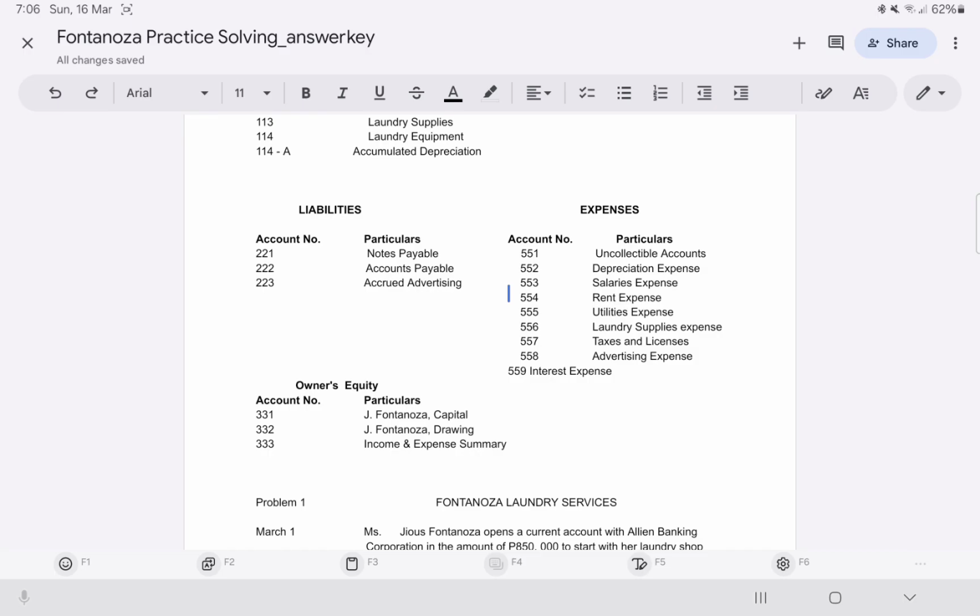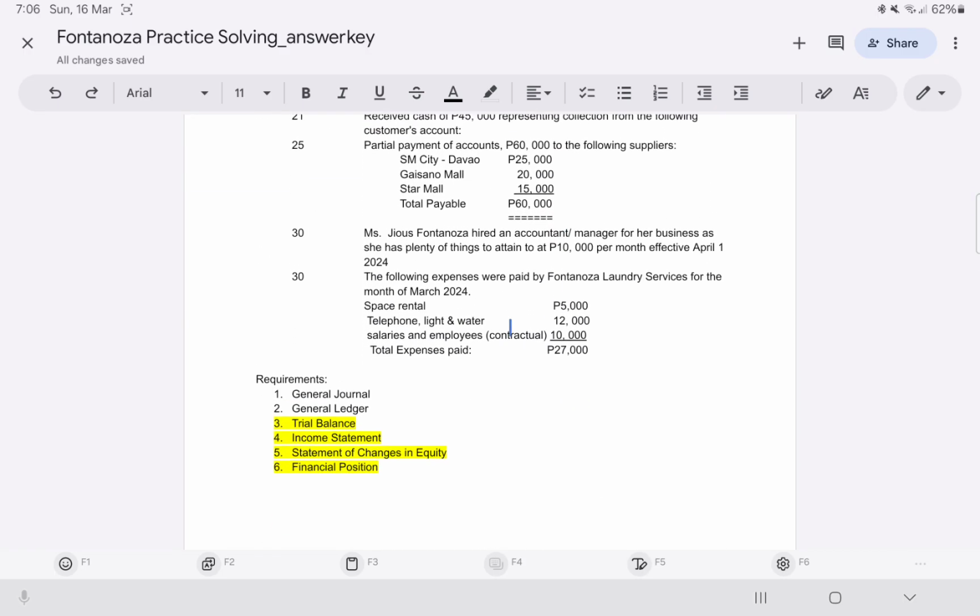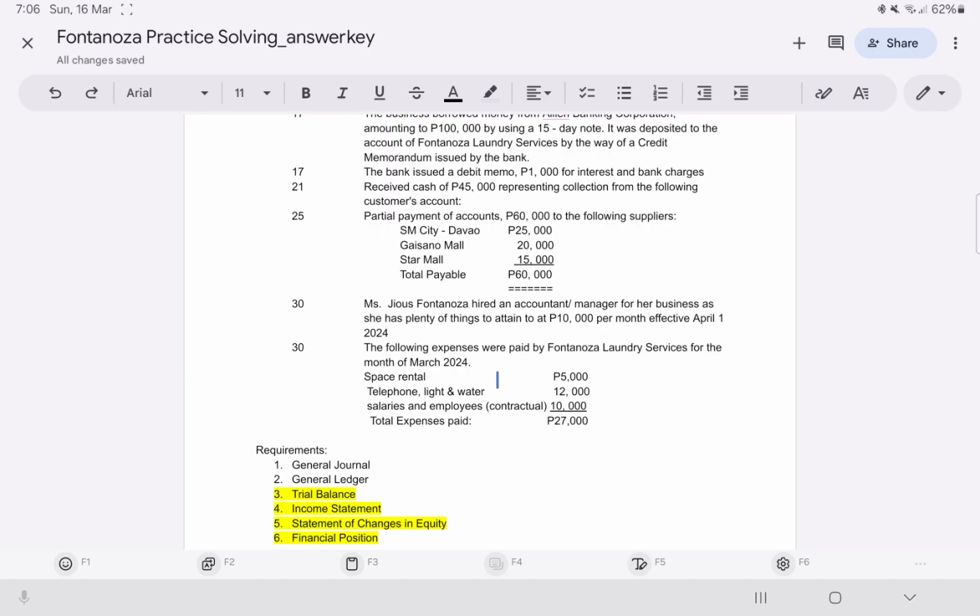So salaries expense, account number 553. Okay, so what's your analysis? What's your value received, your debit? Since this is not just a single entry, this is a compound entry. So your transaction on March 30 is compound.